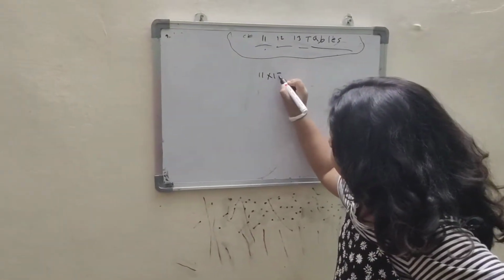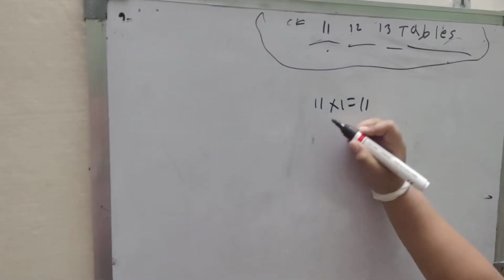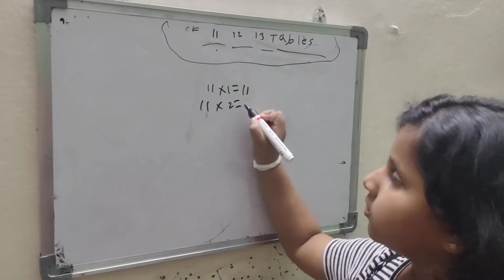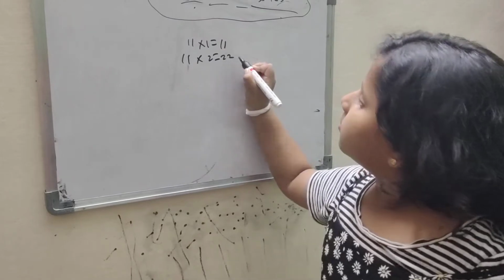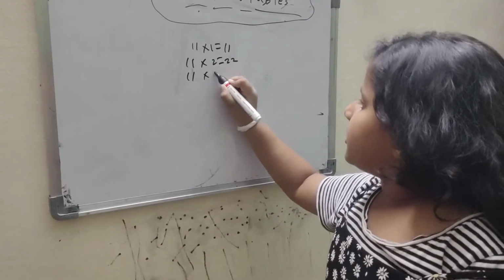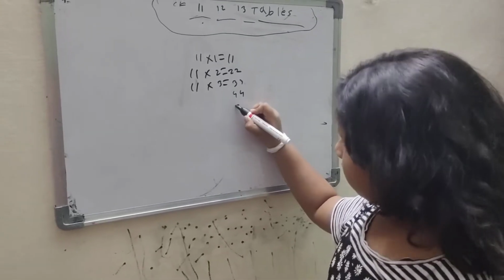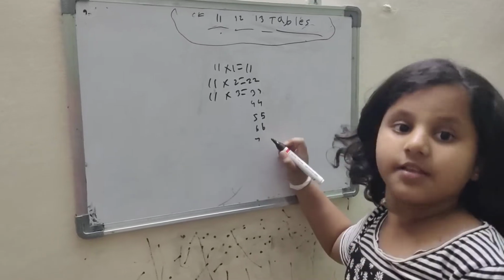11 ones are how much? Very good, 11. 11 twos are 22. 11 threes are 33, 44, 55, 66. This is the easiest method.